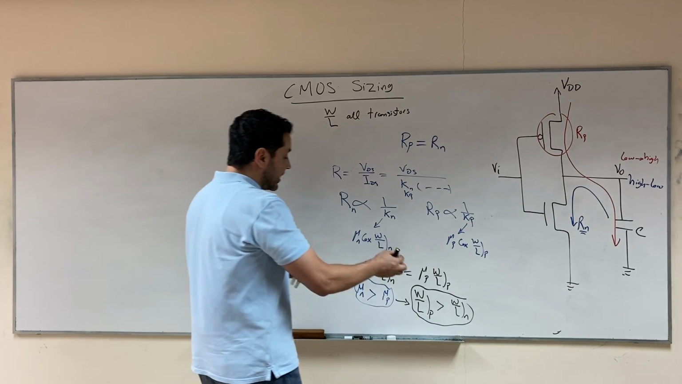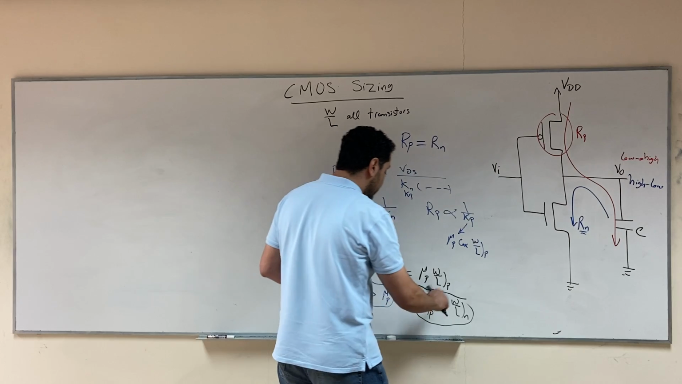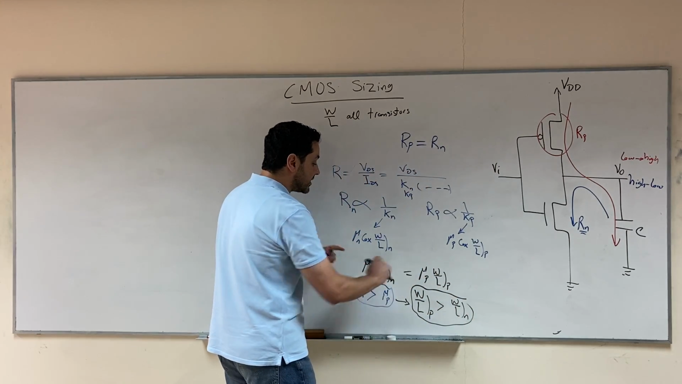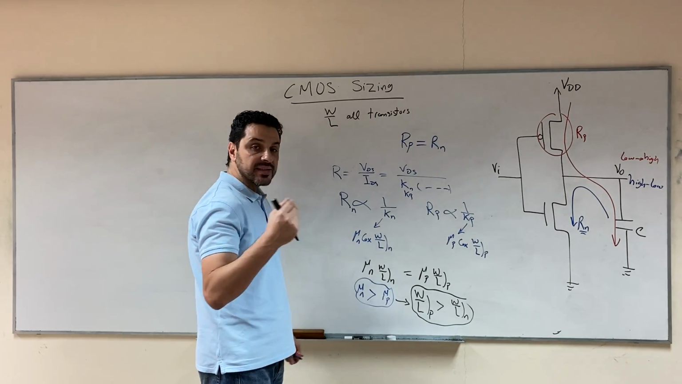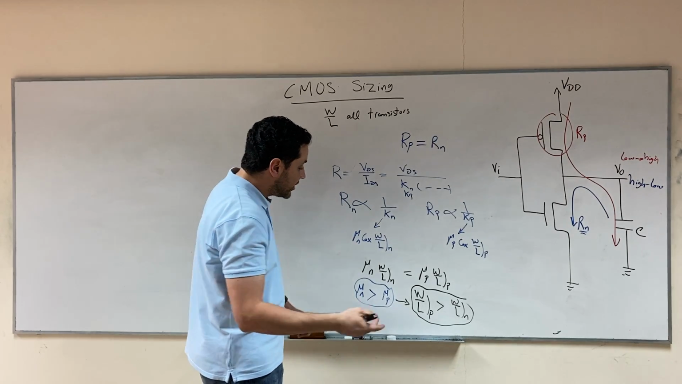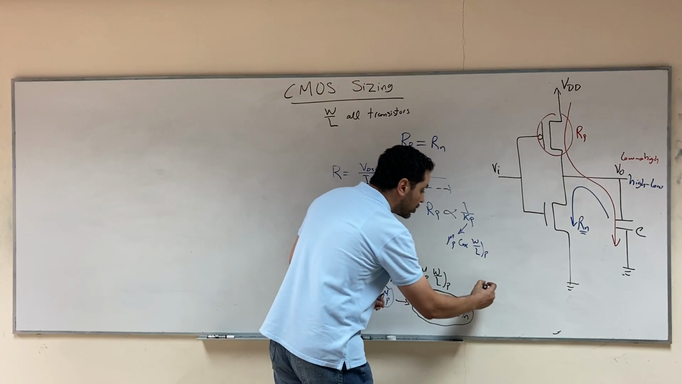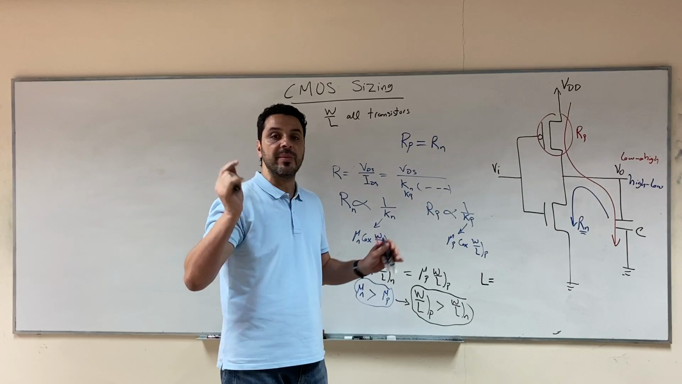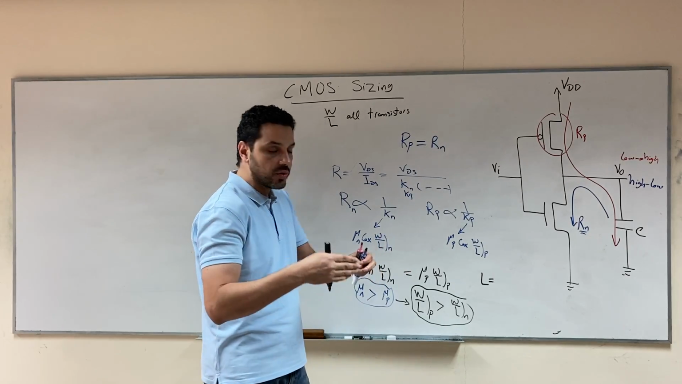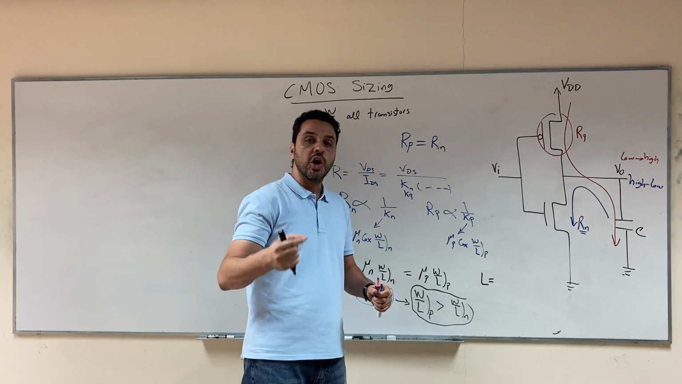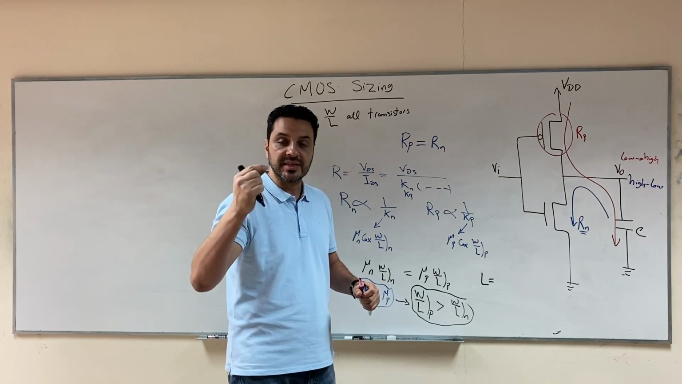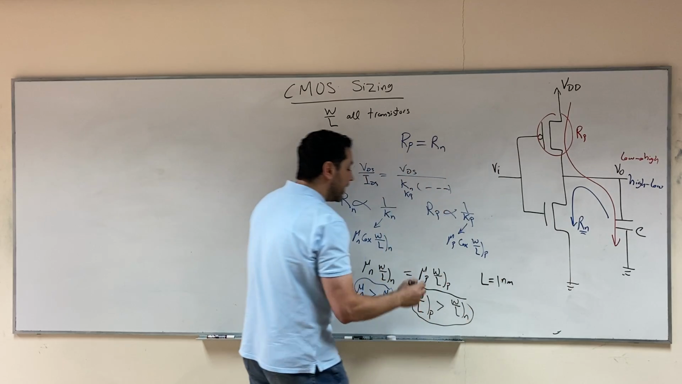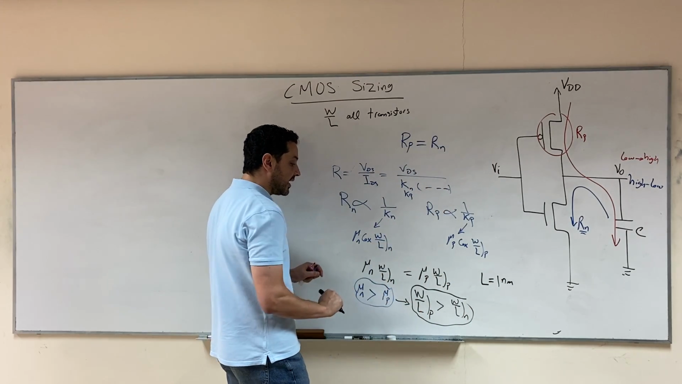So usually we design W over L of the PMOS and W over L of the NMOS to satisfy this equation. And as a side piece of information, usually L is chosen to be the minimum size that we can implement in practice. For example, if you are using a technology that can implement 1 nanometer as the smallest size, then you take L as 1 nanometer, and then you design W to satisfy this equation.